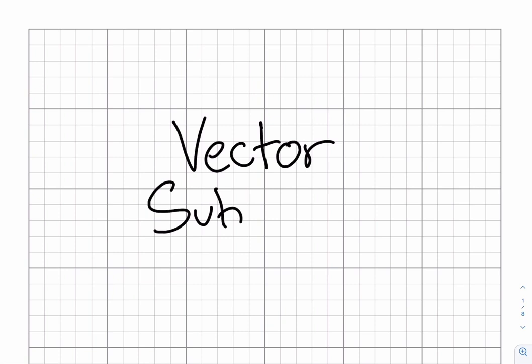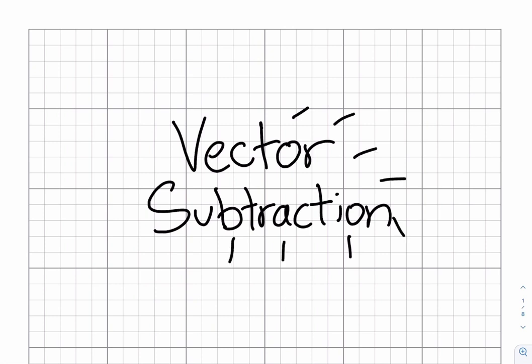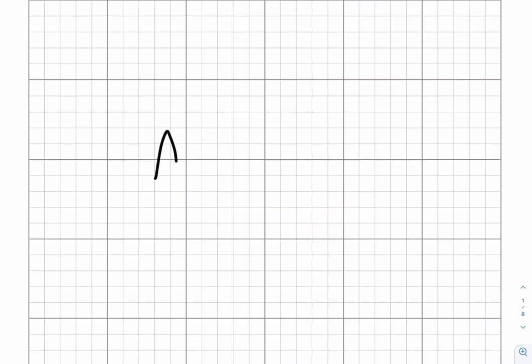Today, we will be going over the concept of vector subtraction, the process of which is quite similar to vector addition. So, how do we go about doing vector subtraction? Well, we will employ the same techniques as vector addition, which is our tip-to-tail technique.